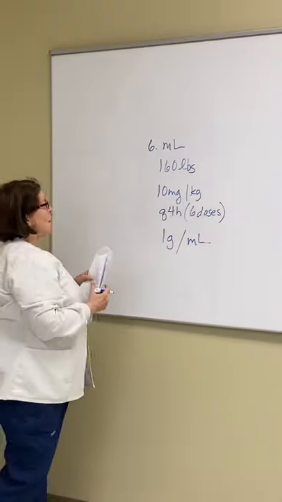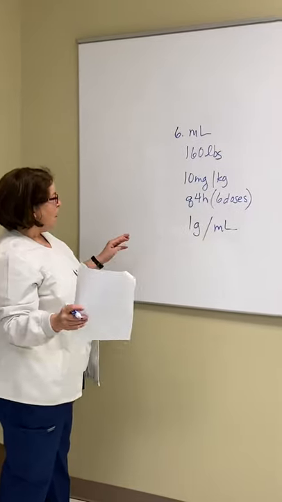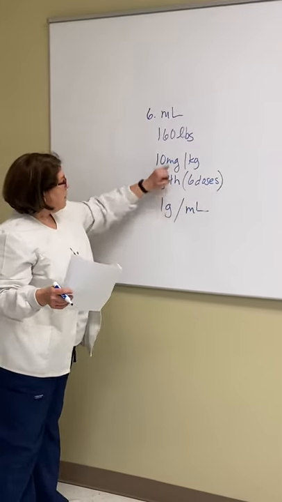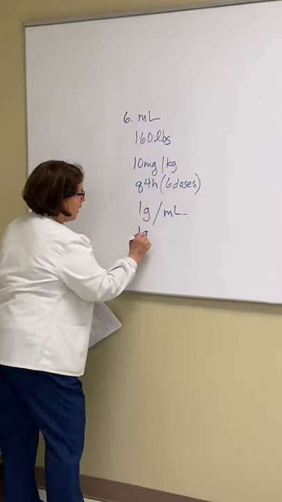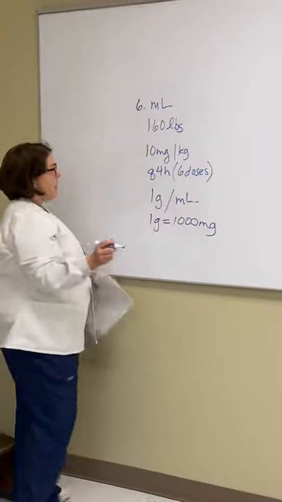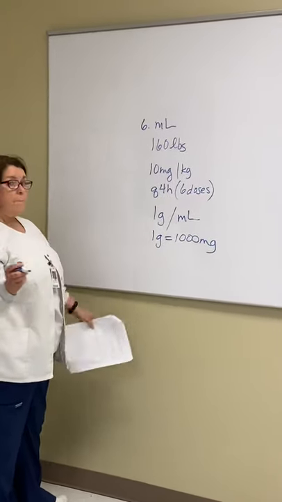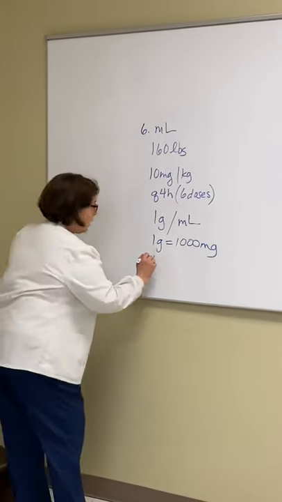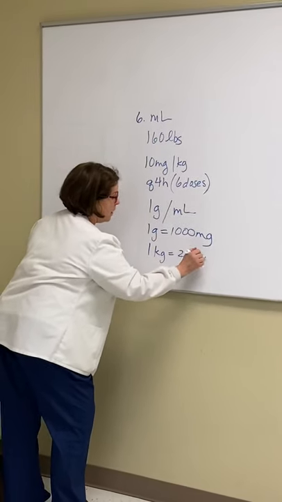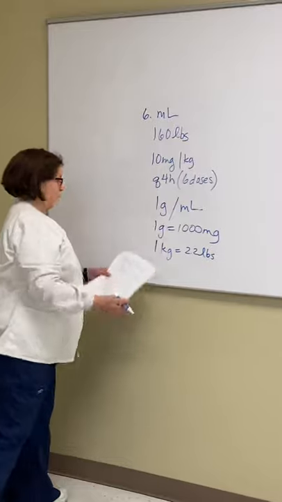This is a busy little problem where we've got a lot of things we have to know. We have grams and milligrams, so we know that 1 gram equals 1,000 milligrams. That's a conversion. We also have kg to pounds: 1 kg equals 2.2 pounds. You need that in this problem.